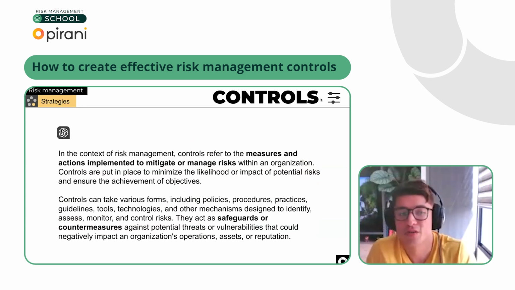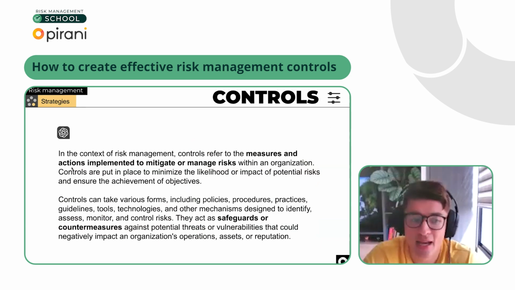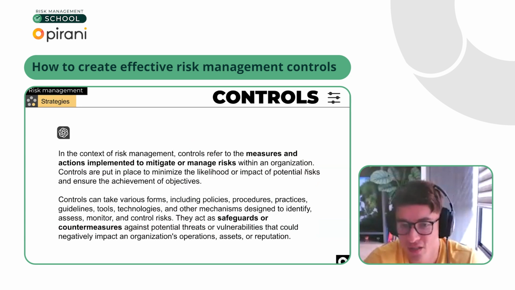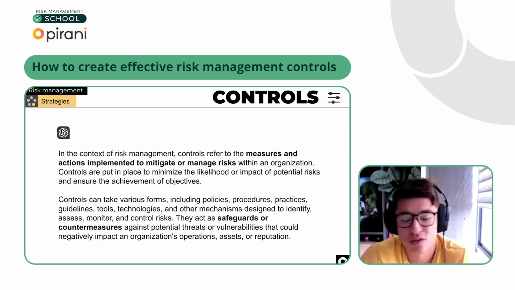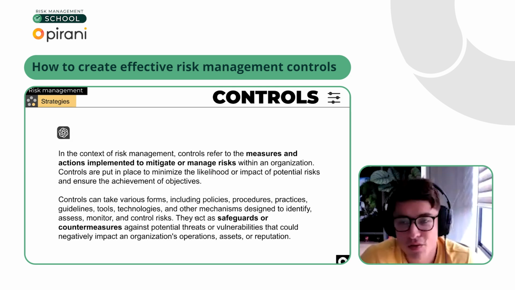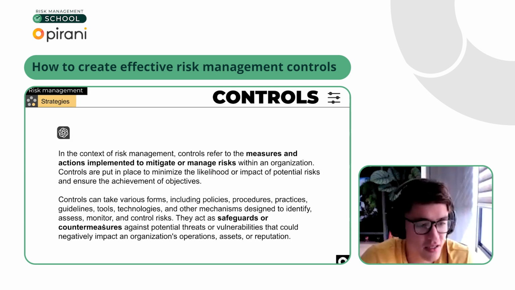So in the context of risk management, controls refer to the measures and actions implemented to mitigate or manage risks within an organization. Controls are put in place to minimize the likelihood or impact of potential risks to ensure the achievement of objectives. Remember the definition that we talked about for risks, right? So controls can take various forms, including policies, procedures, practices, guidelines, tools, technologies, or any other mechanism designed to identify, assess, monitor, and control the risks. They act as safeguards.